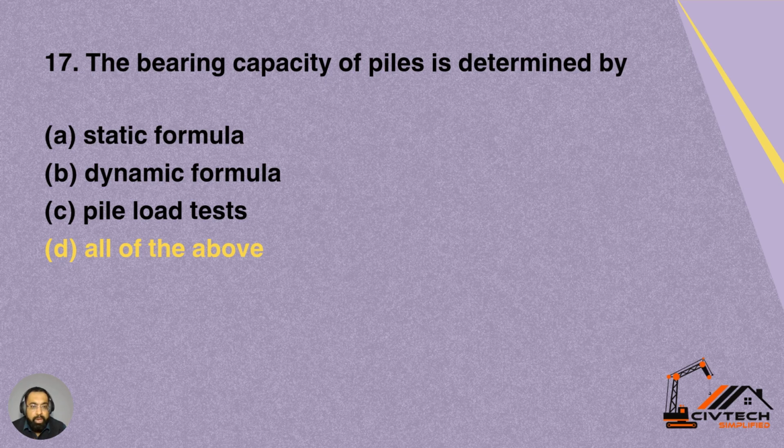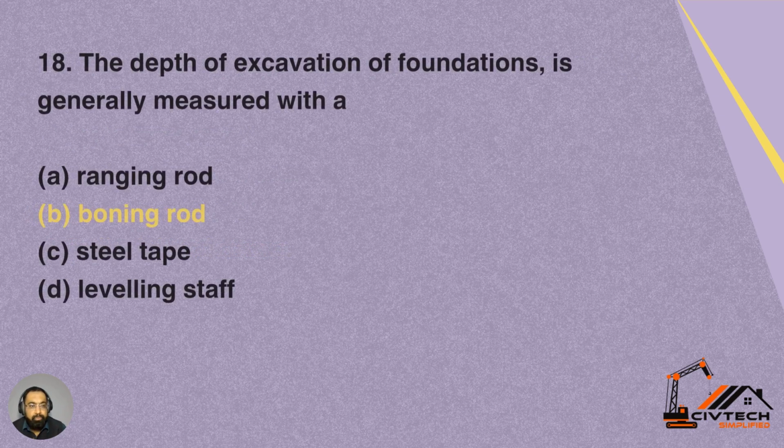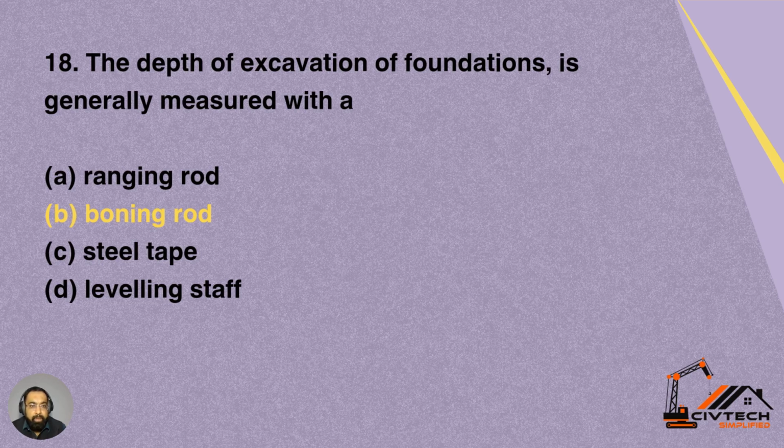Question 17. The bearing capacity of piles is determined by: A, static formula; B, dynamic formula; C, pile load test; D, all of the above. So we do recommend all these methods. Option D is correct for this question, and the bearing capacity of piles can be determined through static formula, dynamic formula, or the pile load tests.